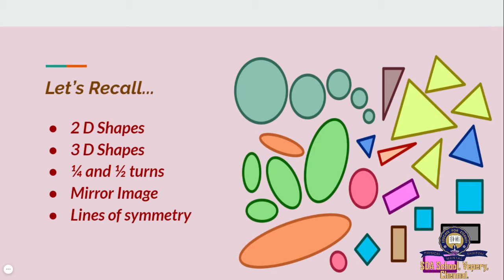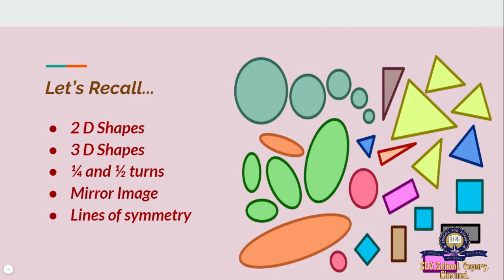Now what is the difference between 2D and 3D shape? A 2D shape will have two measurements, length and height, whereas a 3D shape will have three measurements, that is length, width and height. Next comes quarter and half turns. We learnt about turning the shapes, turning the numbers, turning the alphabets. Next comes mirror image. What is a mirror image? Reflection on the mirror.